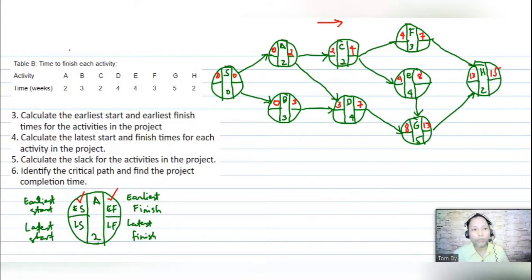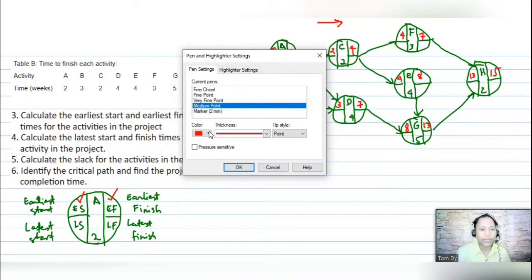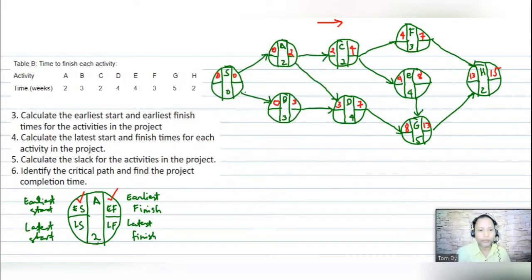This time, we will proceed to another question. So, for question number 4, calculate the latest start and finish time. So, I will change the color of my pen. Instead of using red, I will make use of, let's say, blue. Okay. To answer number 4. Now, to answer number 4, in number 3, we have what we call forward pass.